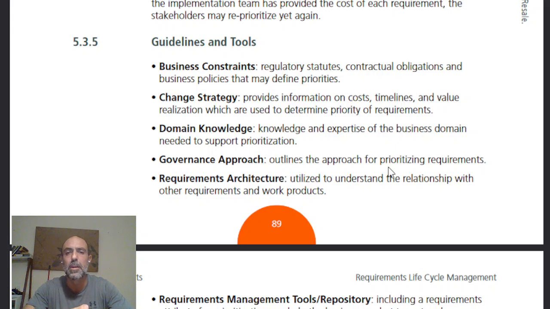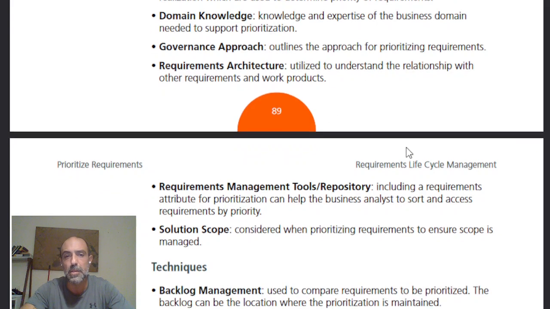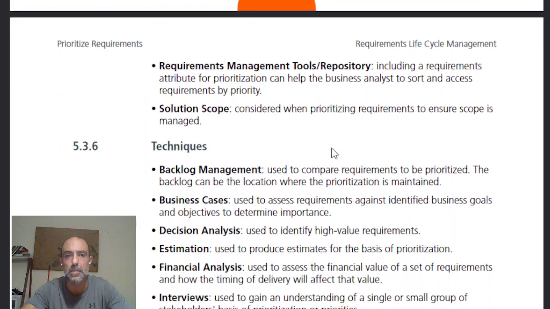Domain knowledge. These are things that we have to figure out as a business analyst. Domain knowledge, knowledge and expertise in the business domain. Governance approach outlines the approach of prioritizing requirements. Requirements architecture utilized to understand the relationship with other requirements and products.